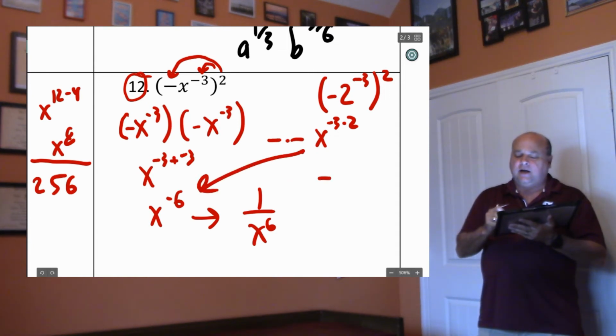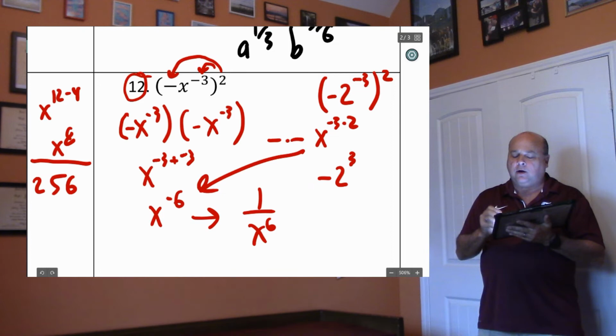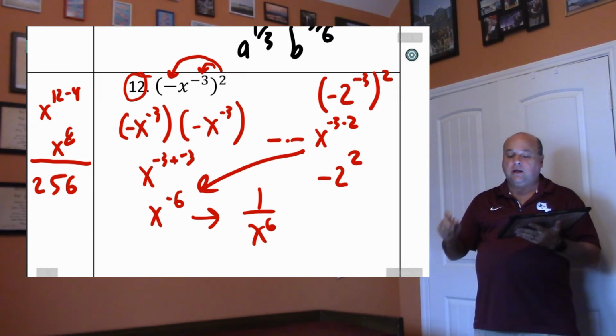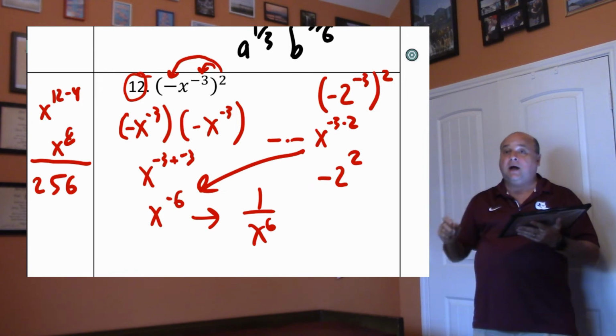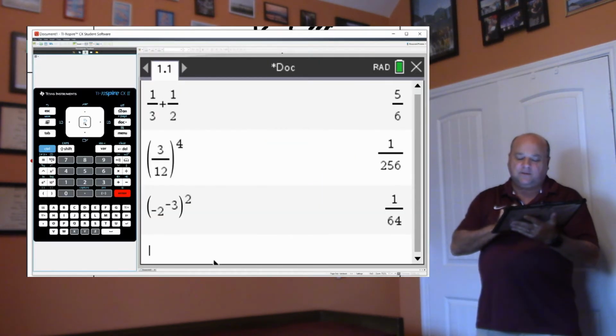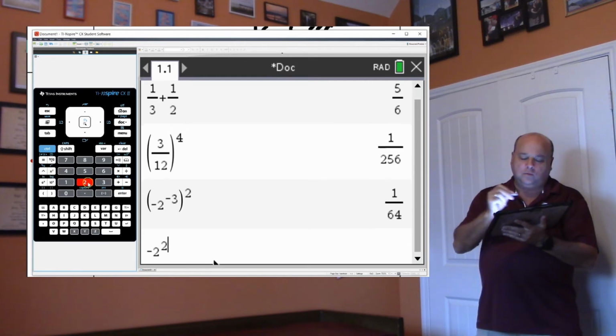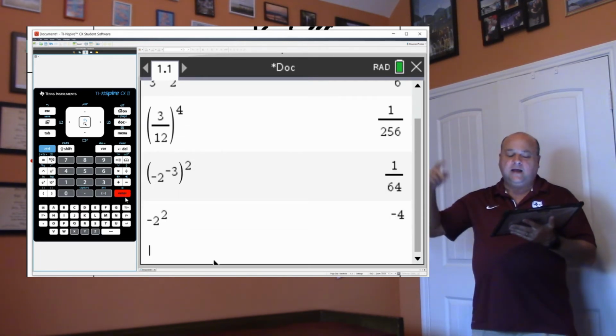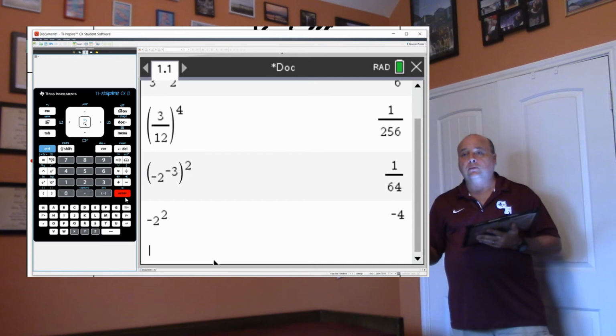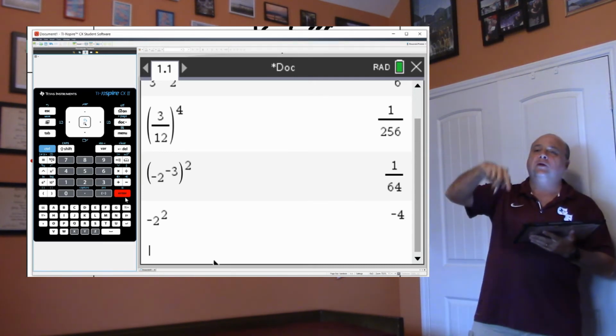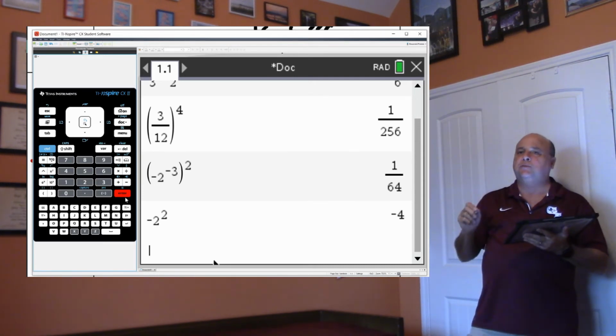Let's do -2 to the square. Okay, this is really tricky. You would think it would be a +4, but type this into the calculator. -2 caret 2. If you do that, you get a -4, don't you? The negative is not in the parentheses. It does not get the exponent.